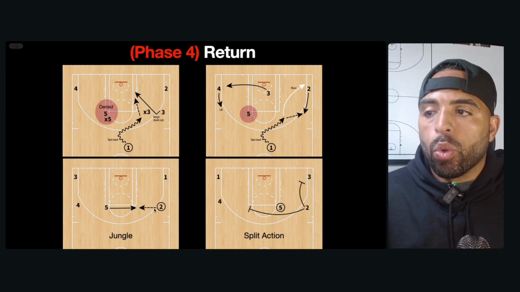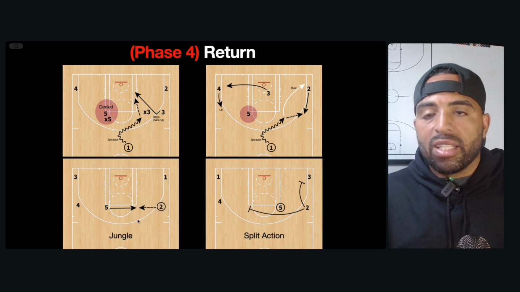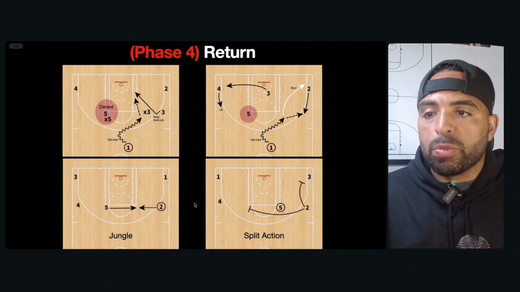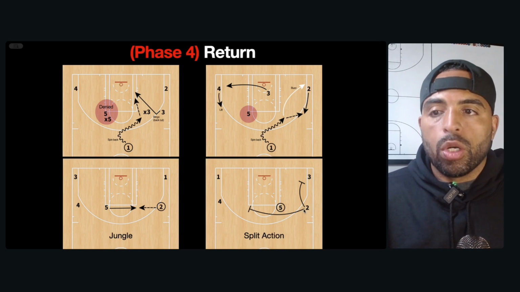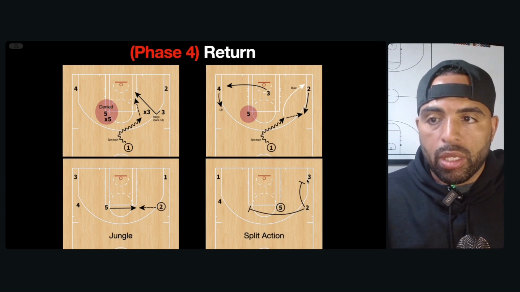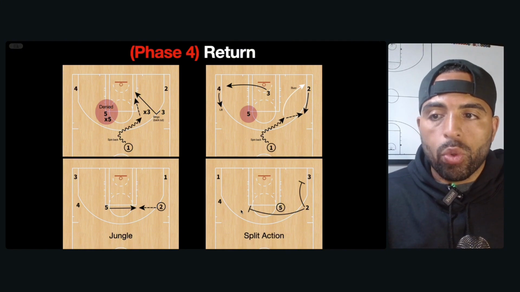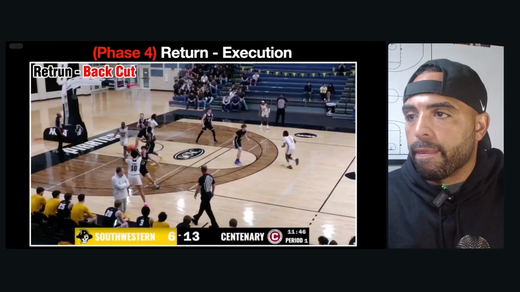This angle or this formation puts you in jungle. Now jungle is actually the same as point, but it's just at a different angle, because once the ball is passed to the 5 at the pinch post area, the 2 now has the option to go a pin down split action for 3, which is same, or the opposite elbow split action with 4, which is away. Let's take a look at some return back cut options first.